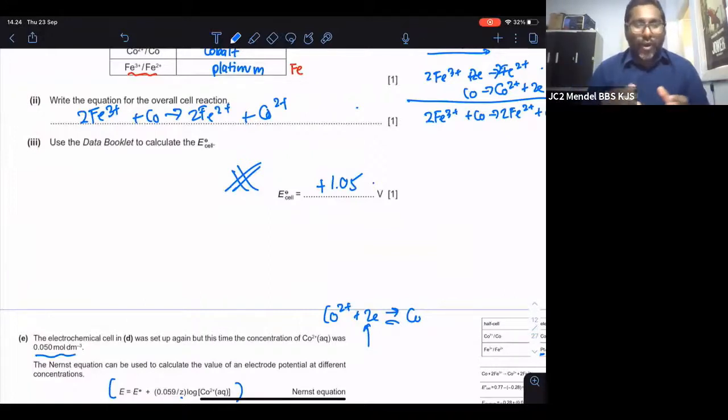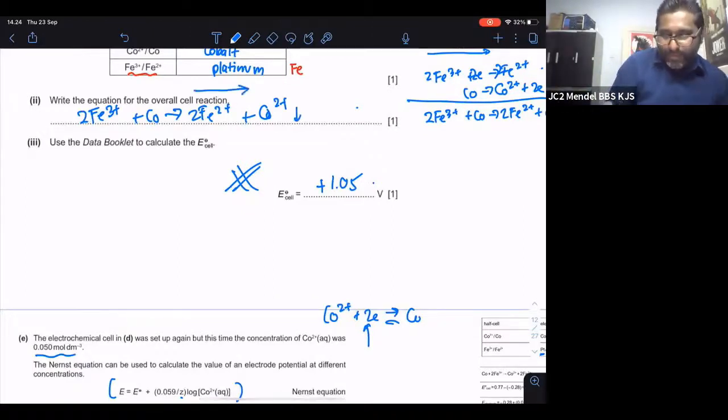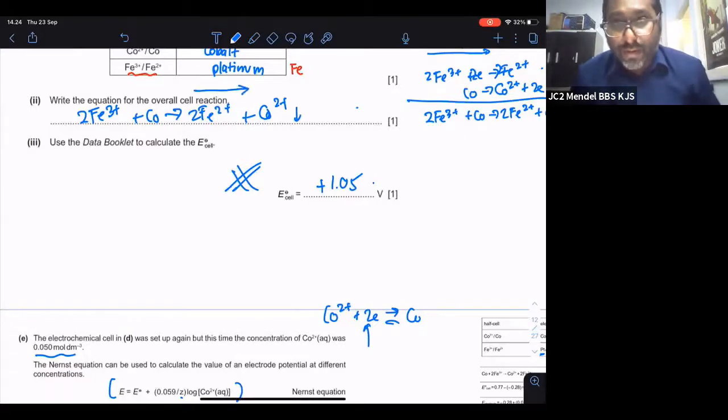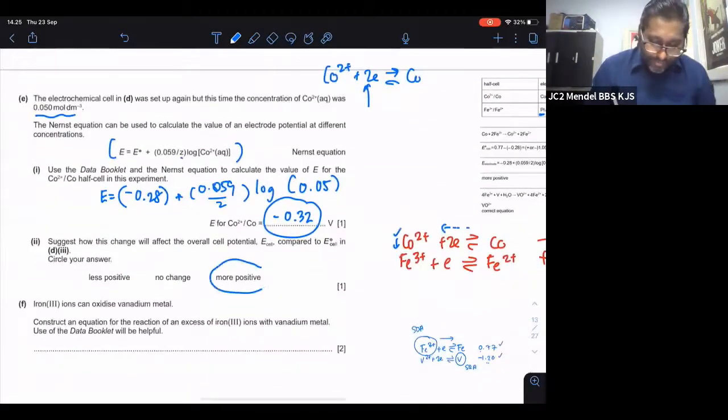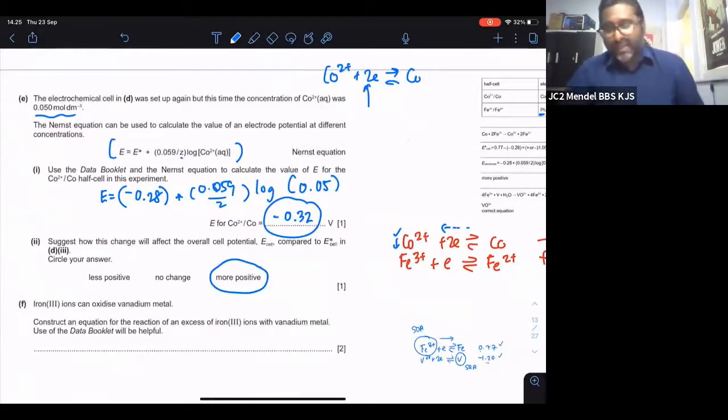If you have cobalt 2+ decrease, according to LCP, the position of the equilibrium will be shifted to the right. When the position of the equilibrium shifts to the right, earlier it is 1.05, you are going to have an E value more than 1.05. So the value is going to be more positive. That's going to be the answer.